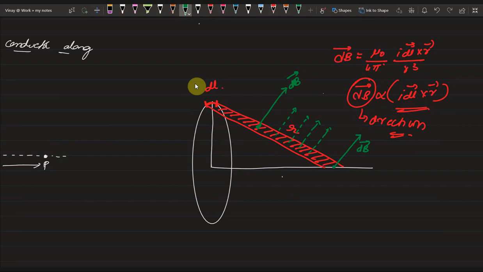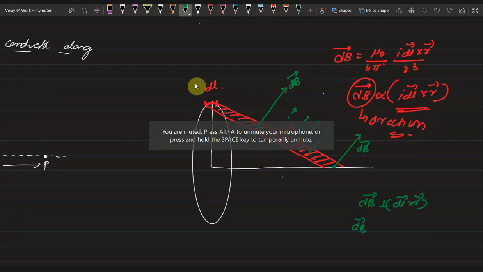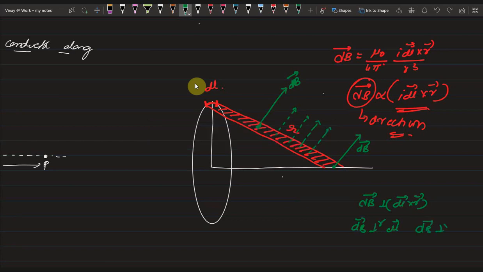If you understand this, you can answer the concept very easily. Remember, dB bar perpendicular to dl bar cross r bar means dB bar is perpendicular to dl bar and dB bar is perpendicular to r bar. Am I right or not? Yes, because dB bar will be perpendicular to the plane of dl and r bar. This is the plane of dl and r bar. Okay, so this is the concept.